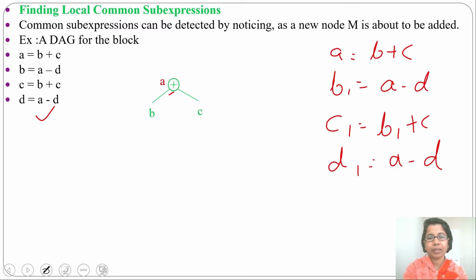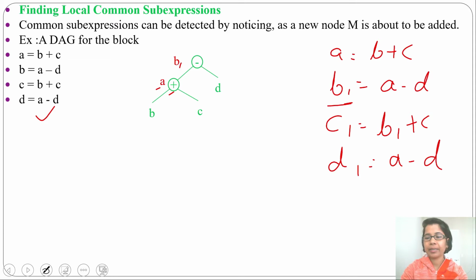Okay. Next statement, B1 equal to A minus D. A is already there, so we'll create another node for D. Then we'll create another node for minus. For minus, A will be its left child while D will be its right child. And we'll add one definition for this minus, that is B, or you can write simply B1.